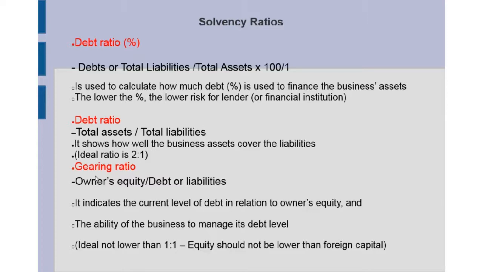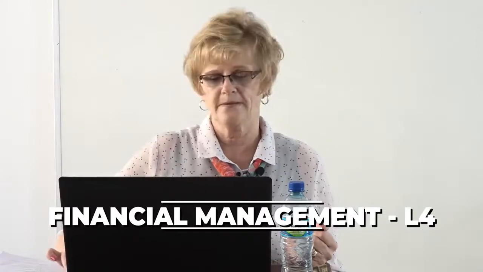The next one, solvency ratio, is the gearing ratio. And here we are going to take the owner's equity divided by our debts or our liabilities. It indicates the current level of debt in relation to the owner's equity and also the ability of the business to manage its debt levels. The ideal for that must not be lower than 1:1. Your equity must never be lower than your liabilities. Equity should not be lower than the foreign capital. That's what they usually say.